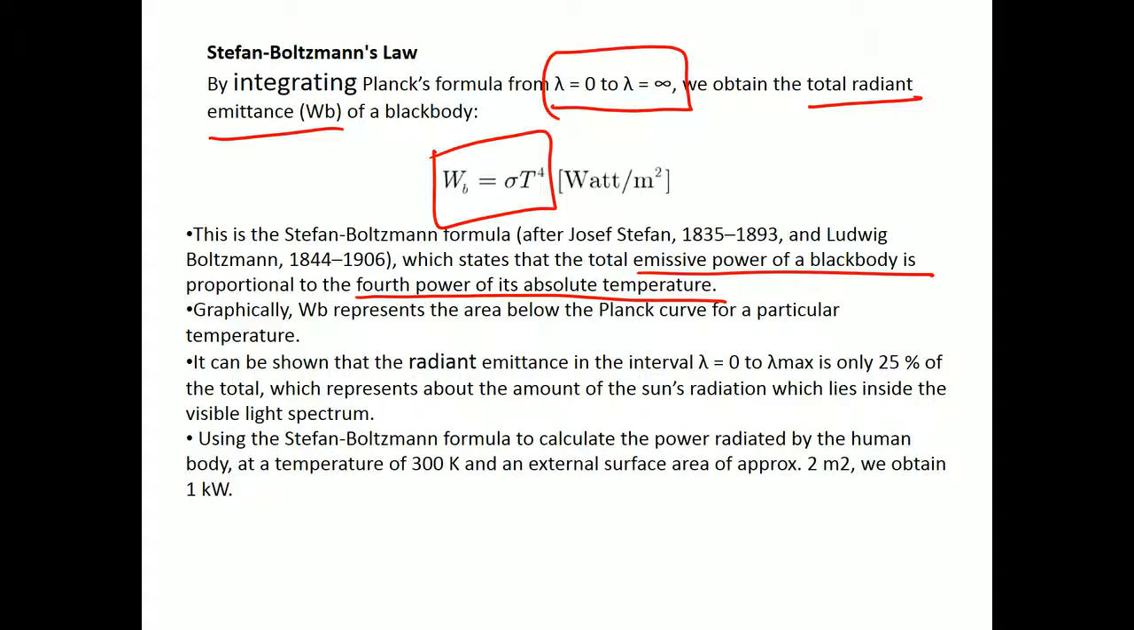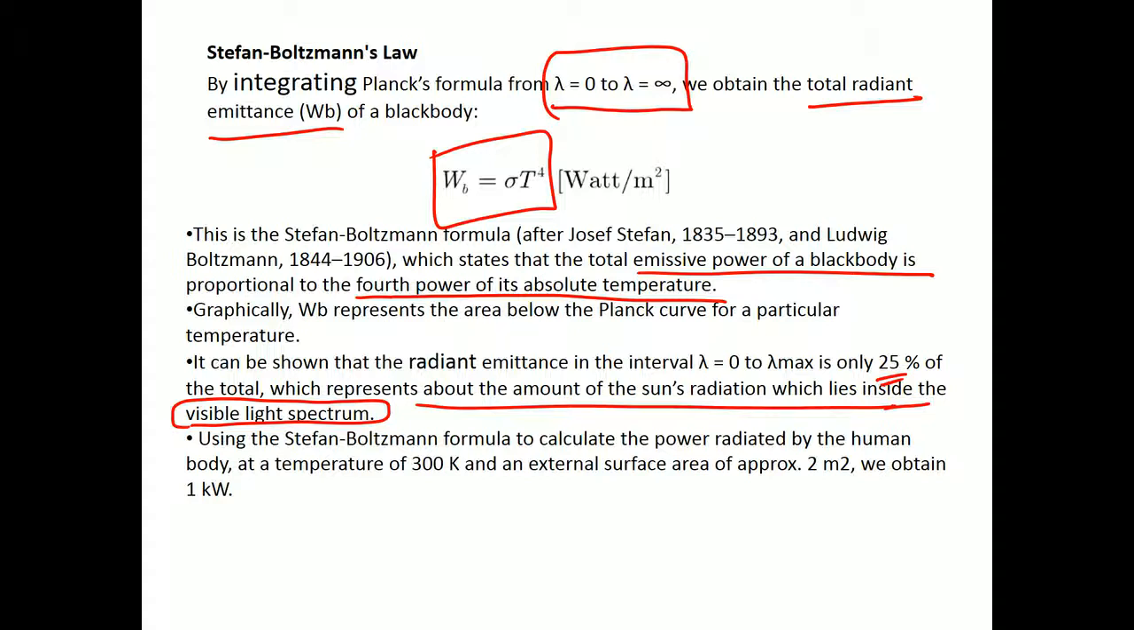It can be shown that the radiant emittance in the interval from 0 to lambda max is only 25% of the total, which represents about the amount of the Sun's radiation which lies in the visible light spectrum. This is another interesting fact: from 0 to lambda max, the Sun peaks around the visible. In that region you get only 25%, there is a long tail of the distribution. So, the Sun emits a lot of radiation in the infrared and higher up.